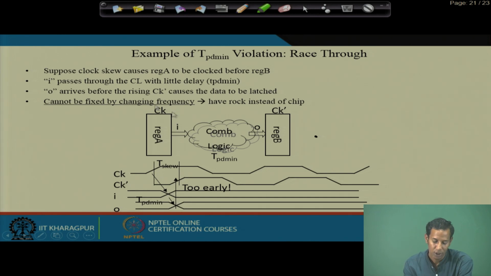To solve the problem of setup time violation, we can increase the clock time period. But by changing the frequency or the cycle time, the hold problem may not be solved. So we have different techniques to solve the setup time violation and the hold time violation. Later on in this series, we will see in detail how to solve these problems. Thank you for today's lecture.